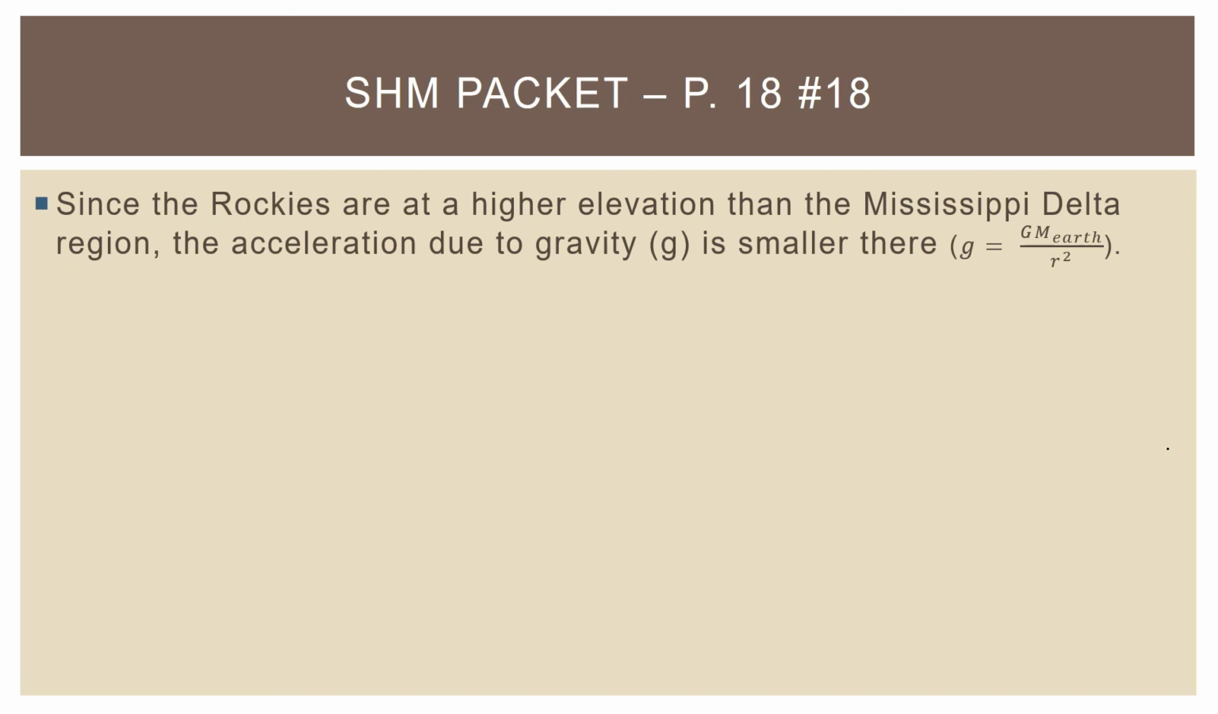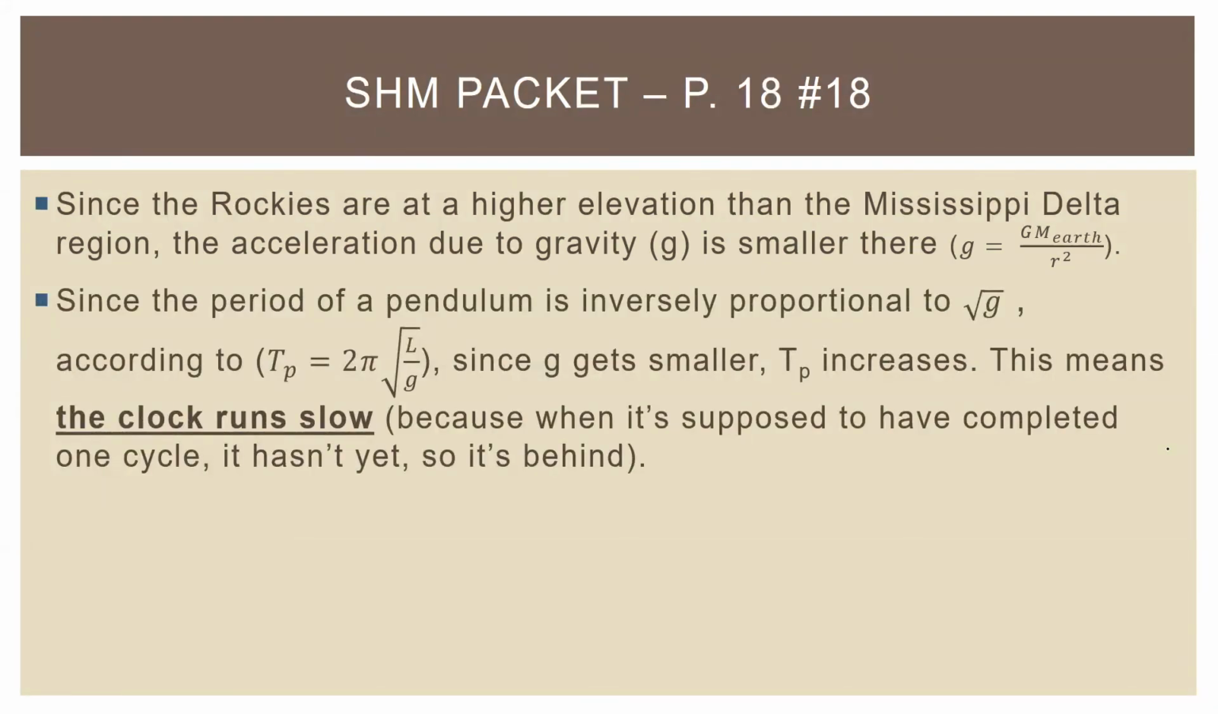Now, of course, the question is, well, how is that going to affect the period of the pendulum? Well, since the period of a pendulum is inversely proportional to the square root of g, the acceleration due to gravity, according to the period of a pendulum equation, period equals 2 pi square root L over g, since g gets smaller, the period of the pendulum increases. Now, this is the part where you have to be careful. This means the clock runs slow because when it's supposed to have completed one cycle or one period, it hasn't yet. So it's behind.